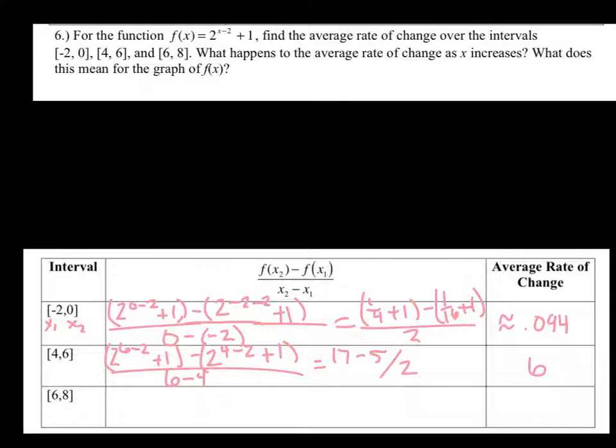So 2 to the power of 8 minus 2 plus 1 minus 2 to the power of 6 minus 2 plus 1, all over 8 minus 6. And you've noticed that the denominator is consistently 2 because that's just the interval that we're choosing here, or that it's asking us to find.